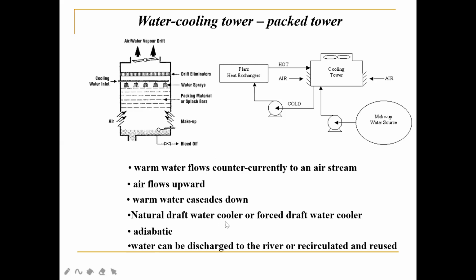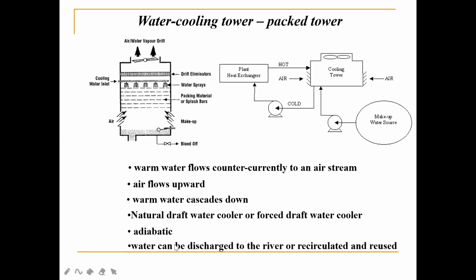Then there are two types of cooling tower. The first one is natural draft, and the other one is forced draft. Natural draft means you don't have a fan forcing the flow of the air. In a forced draft you will have fans to force the airflow into the direction that you want. The process is adiabatic, and the water can be discharged to the river or recirculated and reused.